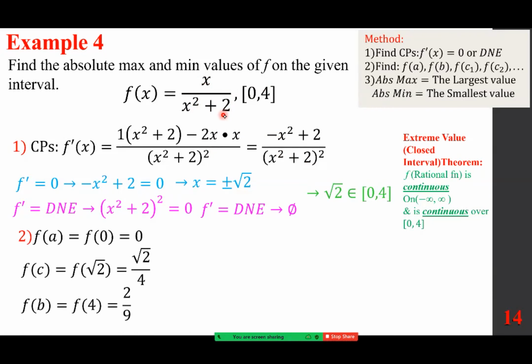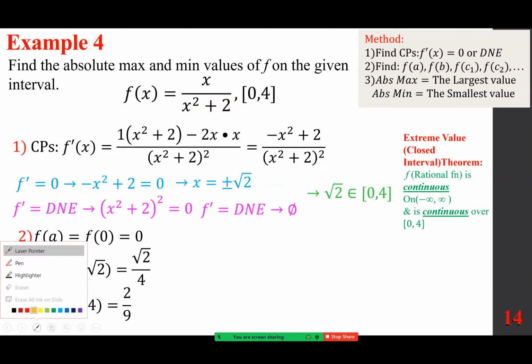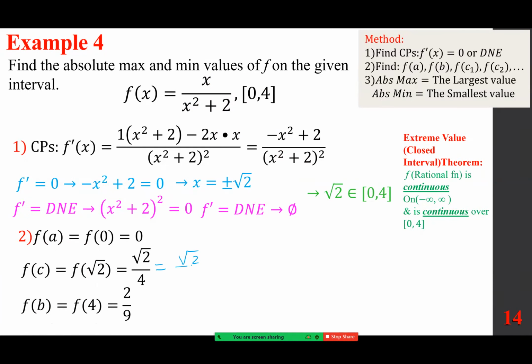So again, if I were to write that, this one would be square root of 2 over square root of 2 squared plus 2. This would be 4 over 4 squared plus 2, which makes it 4 over 18, which simplifies to 2 over 9.